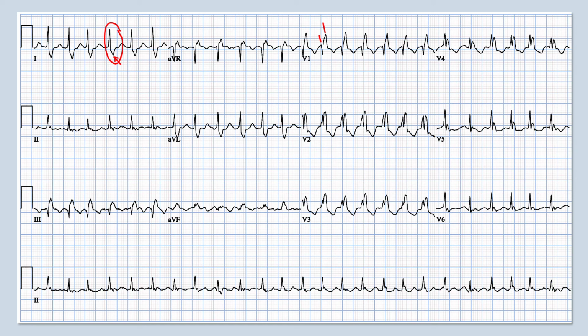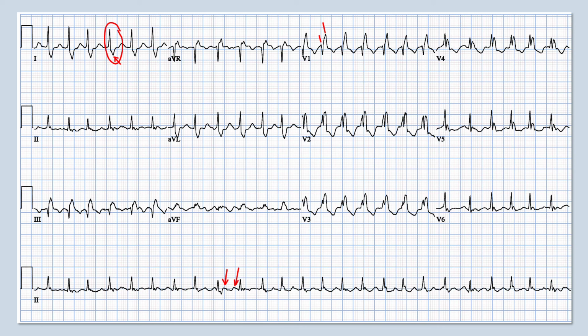However, if I look very closely, you can see that there is some activity in lead 2, which is the lead with the smallest QRS, which is the best place to find P waves. There is some activity here that's very sharp in between the two QRSs.